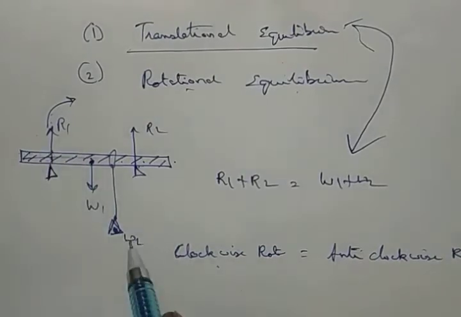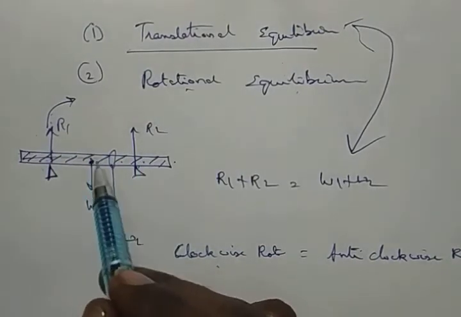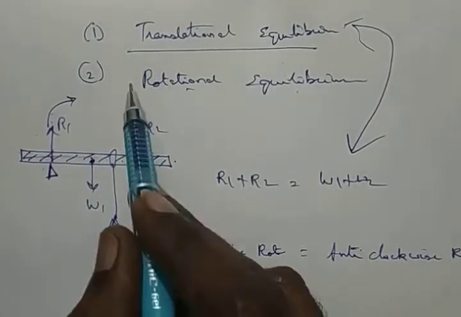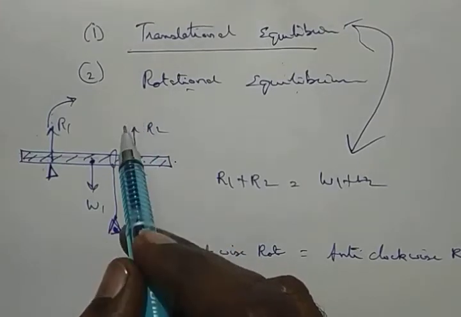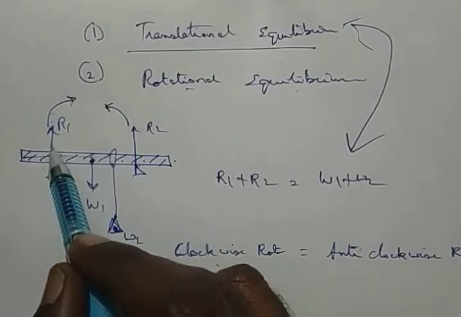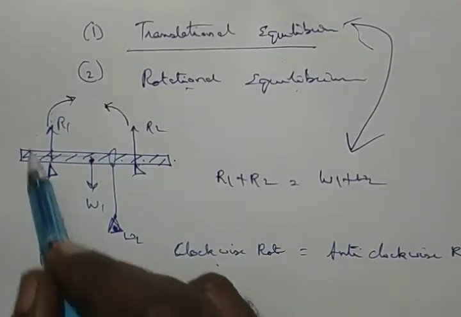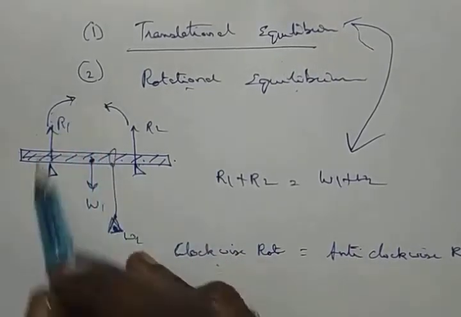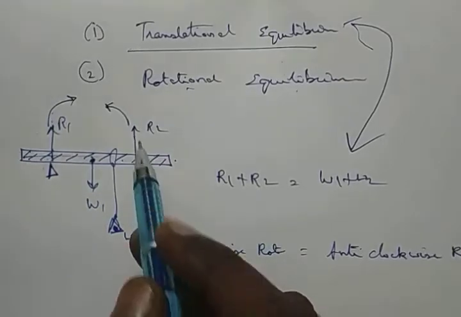Don't consider R1. Don't consider W2. Rotate R2. You just pull it up. Which direction will it go? It will go in this direction. Right? So this direction is called the clockwise direction. R1 is going to be in the clockwise direction. This is going to be in the anti-clockwise direction.